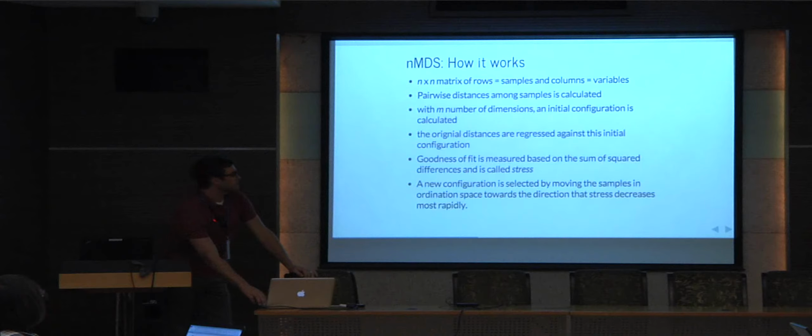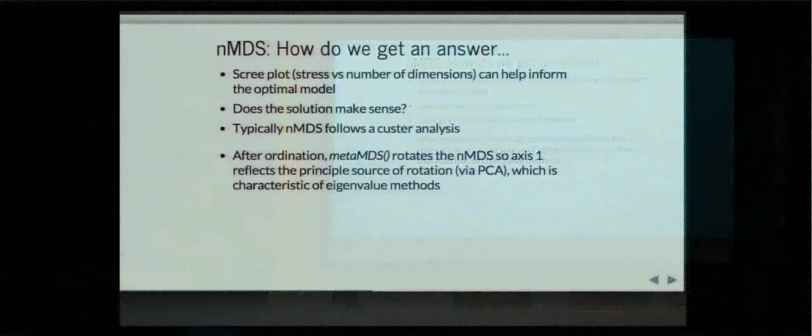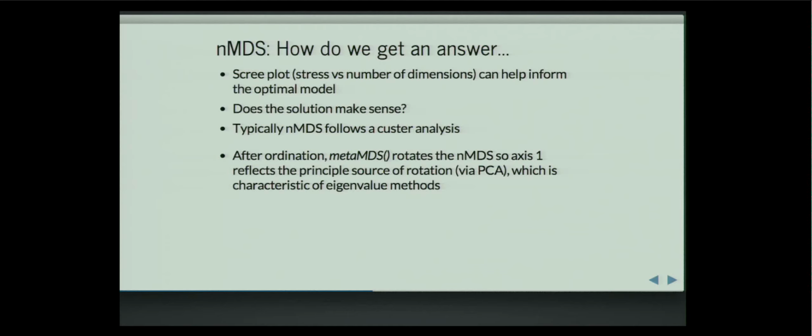To verify if we have the correct number of predefined dimensions, you can do what's called a scree plot. You can look at your stress in response to multiple dimensions. You could start with 5 and then look at 4 dimensions, 3 dimensions, 2 dimensions, and then look at the stress associated with each. Once you have an area where you're able to minimize that stress, then you have a pretty good idea of a good fit. Another good thing is to make sure that the solution actually makes sense.